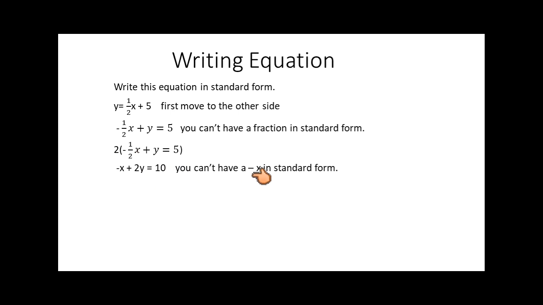Now you cannot have a negative x in standard form. So we just want to multiply everything by -1. -1 would change every single sign. So when we do that, we get x minus 2y equals -10. This is standard form. If you have any questions on writing an equation, please contact your teacher.